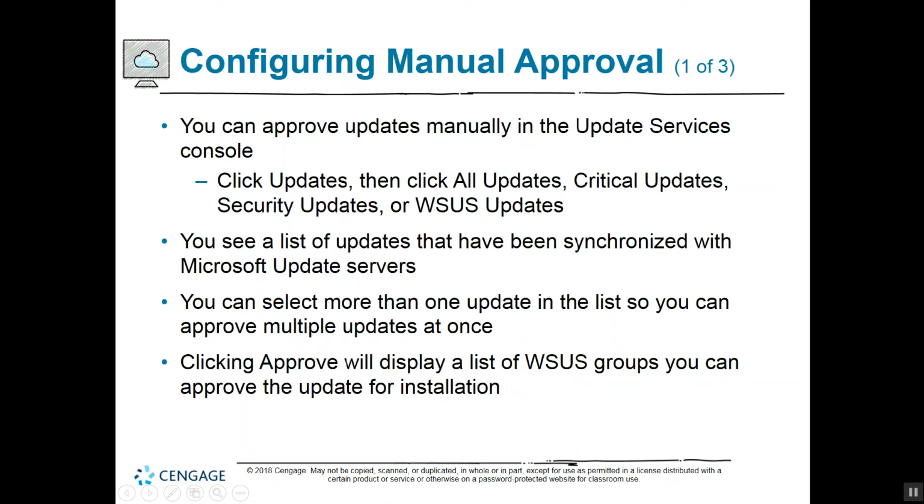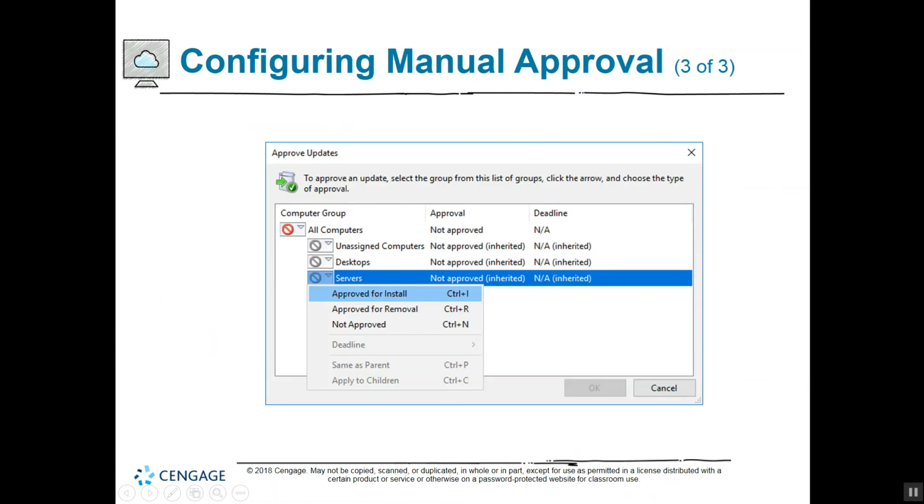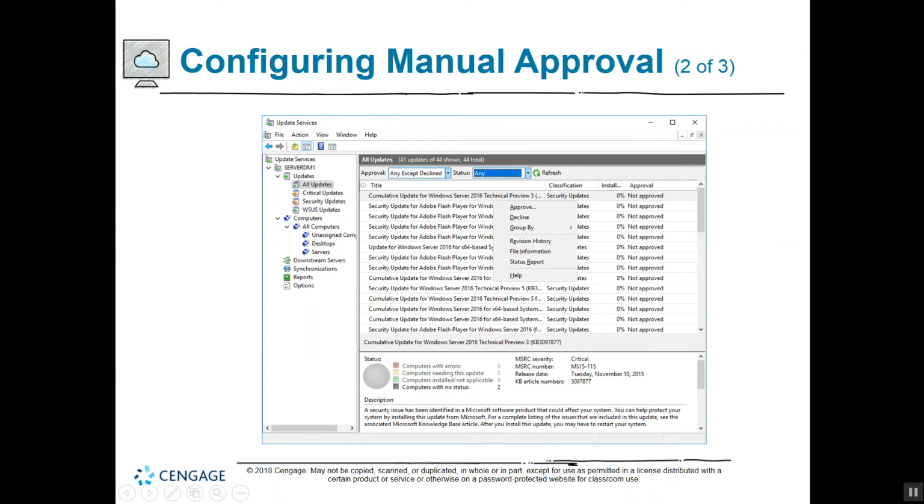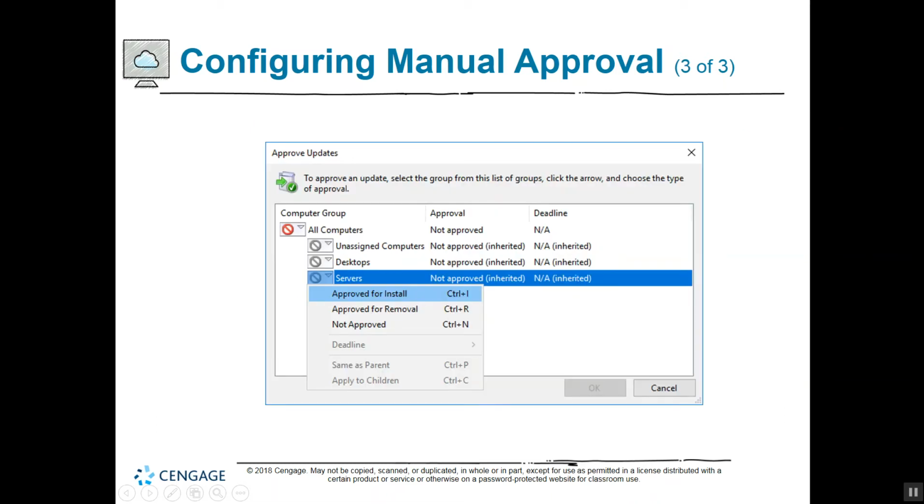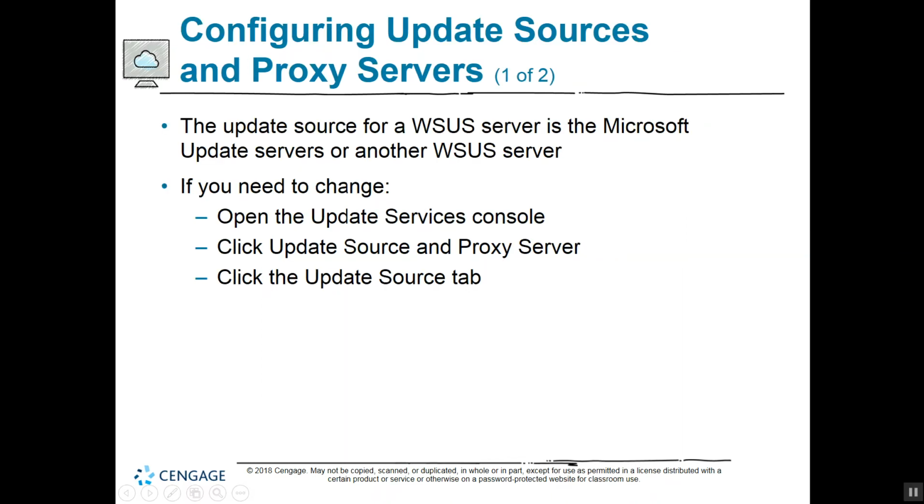You can approve updates manually in the Update Services console. Click Updates, then click All Updates, Critical Updates, Security Updates, or WSUS updates. So here we go, All Updates, and then we just go from there, whether we want critical updates, security updates, or WSUS. And we can see which ones are there and how many are approved or installed. Now, to approve updates, we could approve all for install for servers, desktops, whatever it may be. That's manual approval.